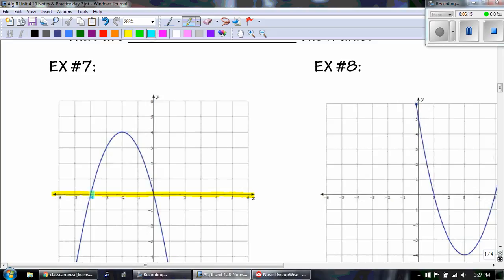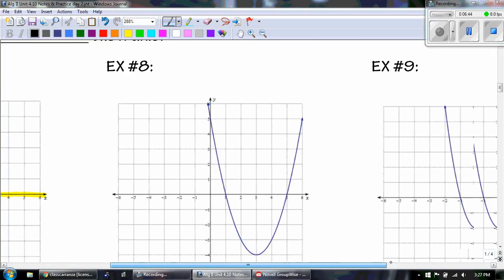We are above from negative 4 to 0. So from negative 4 to 0, we are above, and we would write that as an interval. We are above at negative 4, and we are above at 0. Everywhere else, we are below the x-axis. Okay?